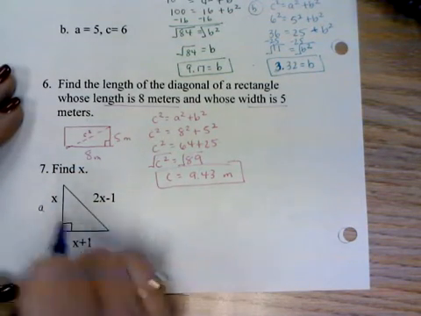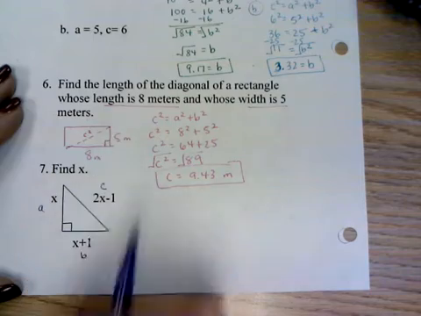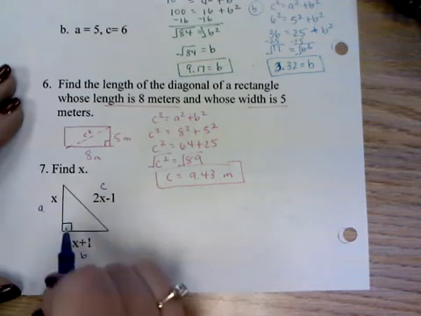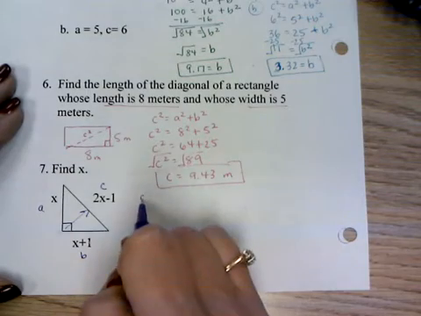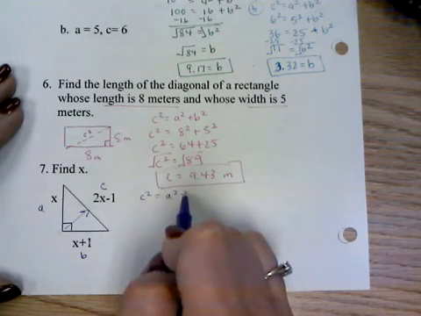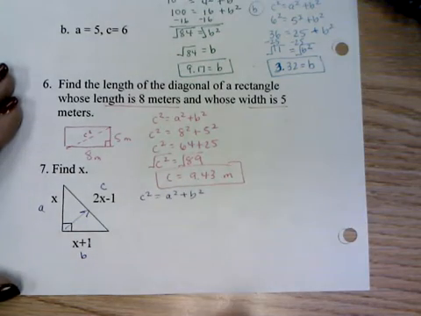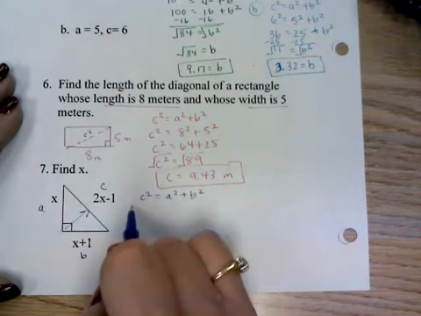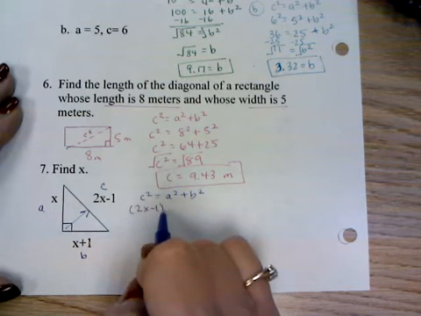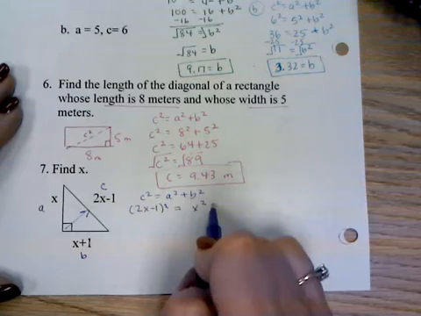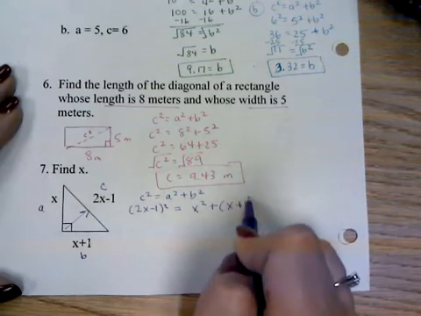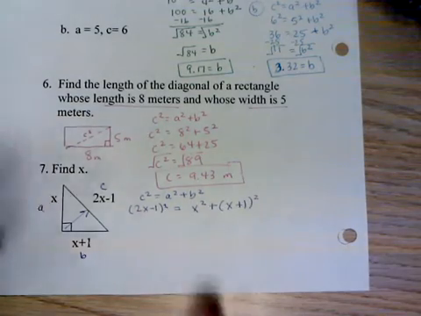Again, I know that this is A and B, and I know that this is C because it's directly across from my right angle. Again, I know that C squared equals A squared plus B squared. I'm just going to have some ugliness to deal with, but you know what? Again, I'm super smart. So, I'm going to plug in. I've done nothing but plug in my sides.